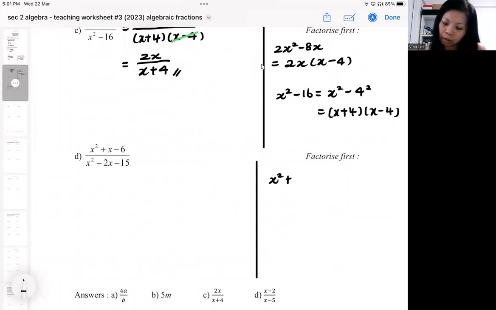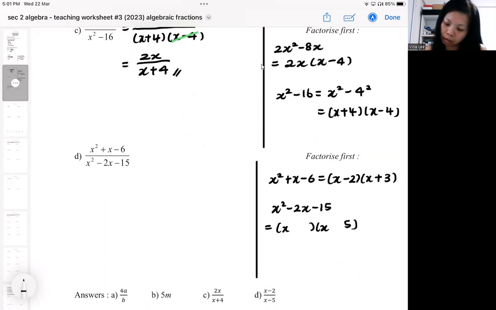Okay, so this one, numerator. I hope by now you are fast enough for this. Hopefully you don't even need any working already. Hopefully by now you can mentor. So I'm mentoring right now.